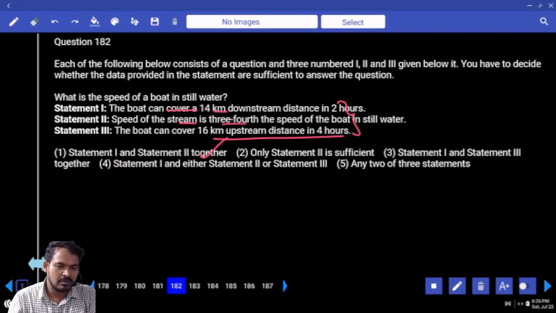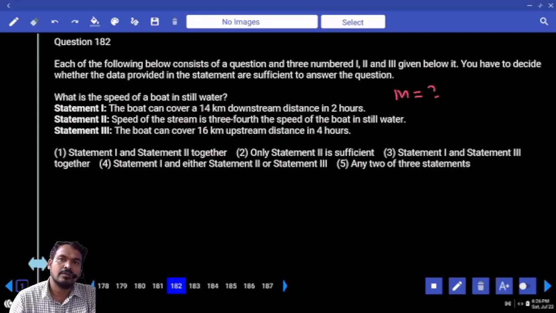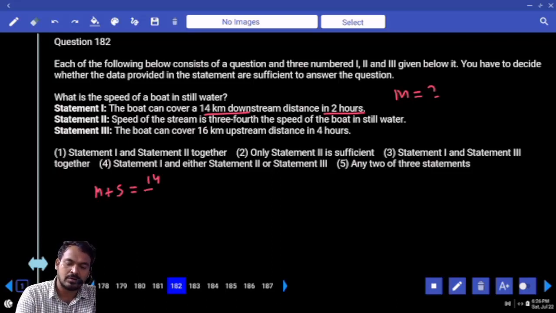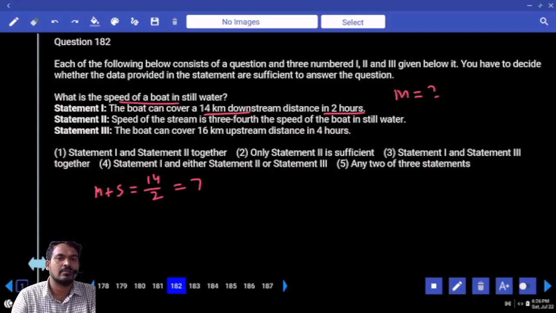Next, what is question number 182? What is the speed of the boat in still water? Means we require M value or S value? M value. What is the first statement? The boat can cover 14 kilometers downstream, a distance in how many hours? 2 hours, sir. From the first statement, we know the distance, we know the time. Then we get M plus S. M plus S is equal to 14 by 2, means 7. But we require M value or S value? M value.